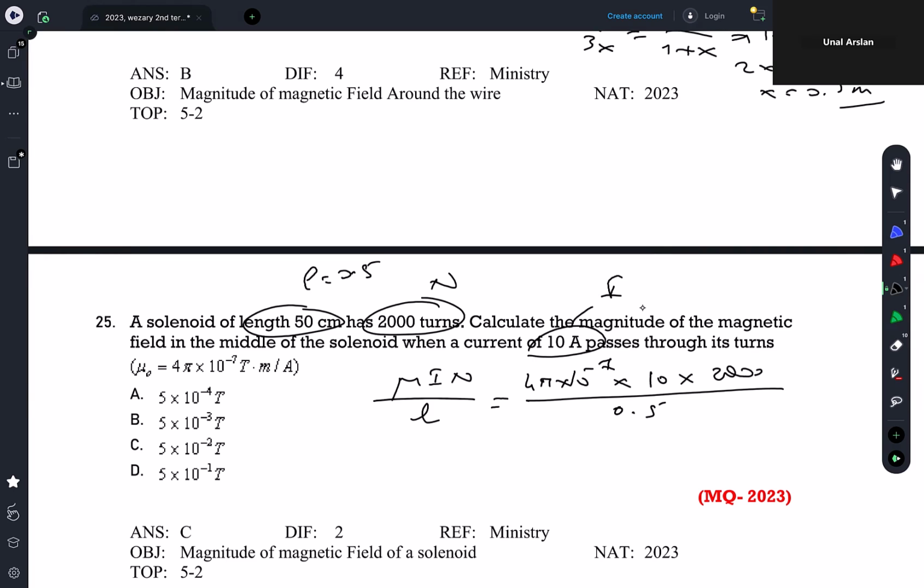Answer is 0.05 Tesla, or 5 times 10 to the power negative 2 Tesla. So this is the correct answer.